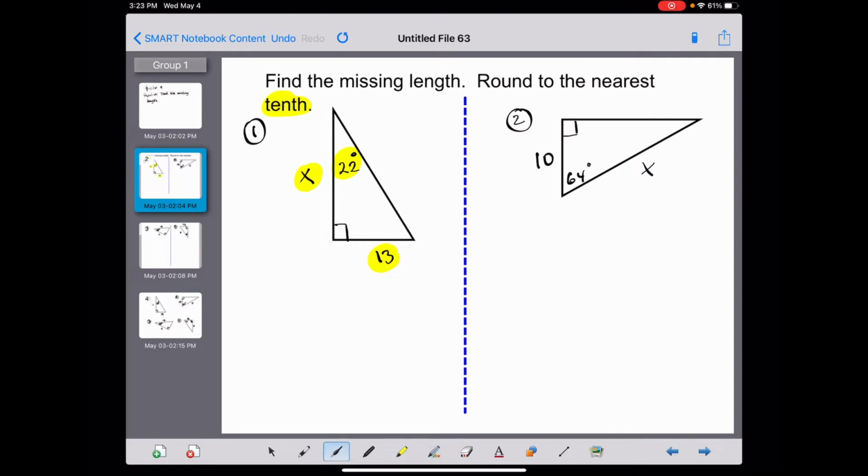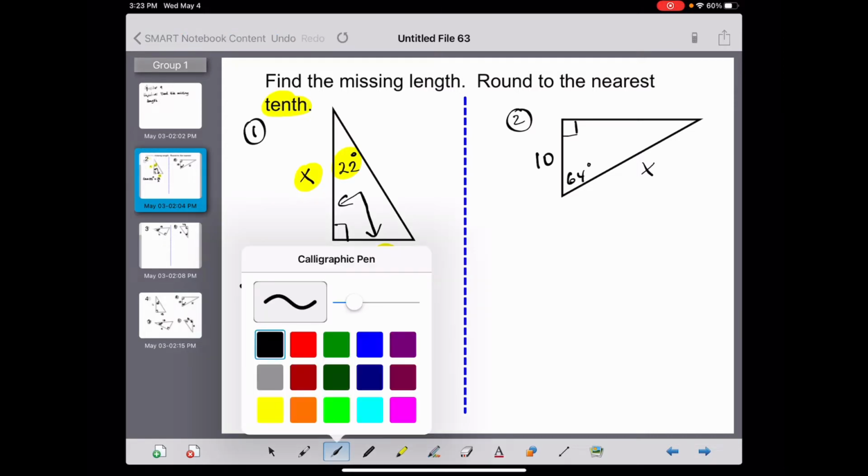The six trig functions that we learned yesterday were sine, cosine, tangent, cosecant, secant, and cotangent, right? So based on this picture right here, we need to use tangent. Why tangent? Because only tangent uses opposite and adjacent, okay? So this is how you would do the problem. You're gonna go tangent 22 degrees equals opposite, which is 13, over adjacent, which is x, okay? So that's how you would set up the ratio.